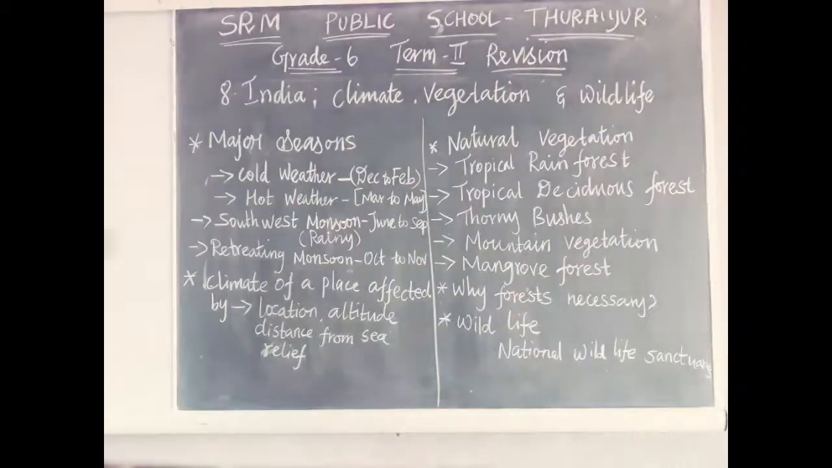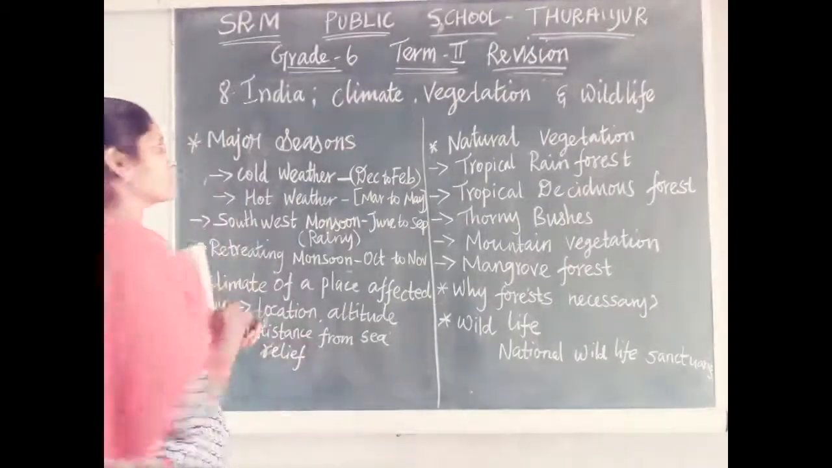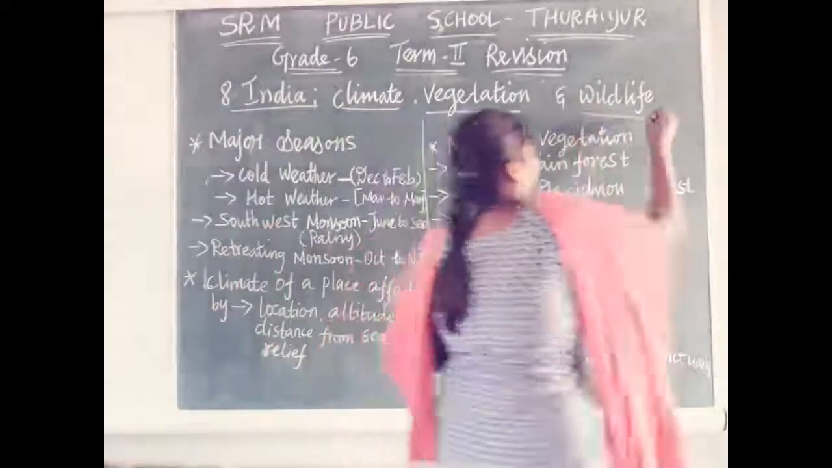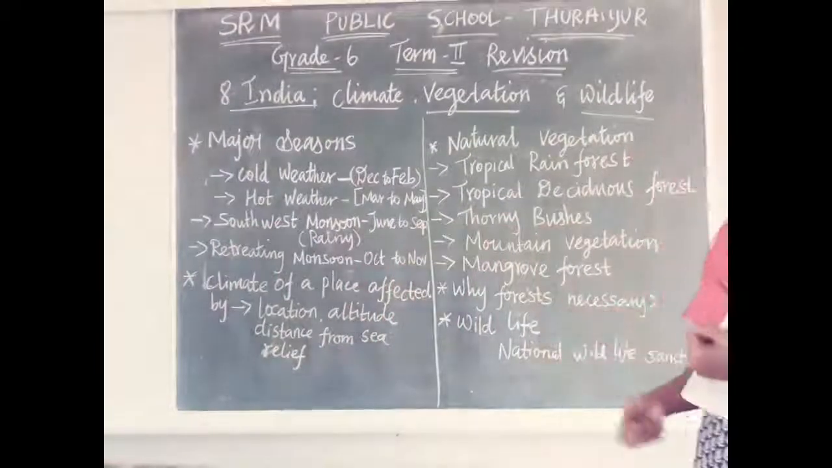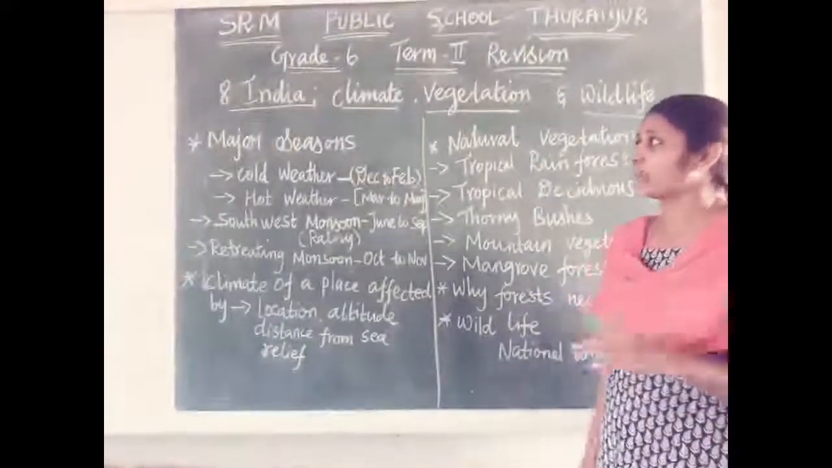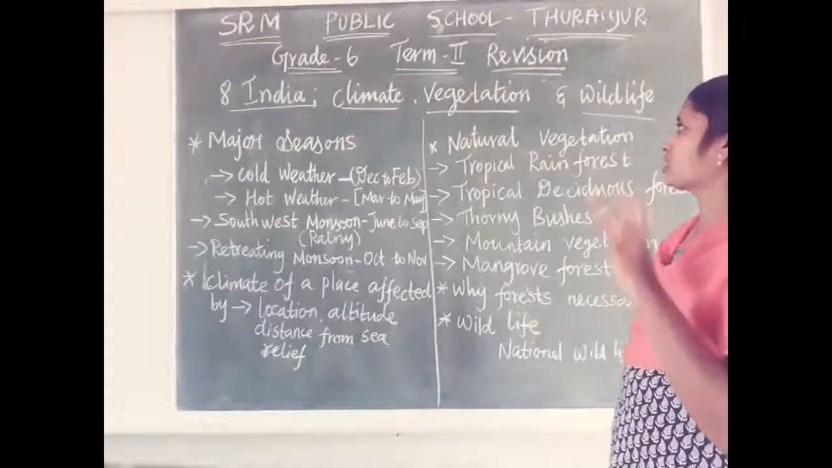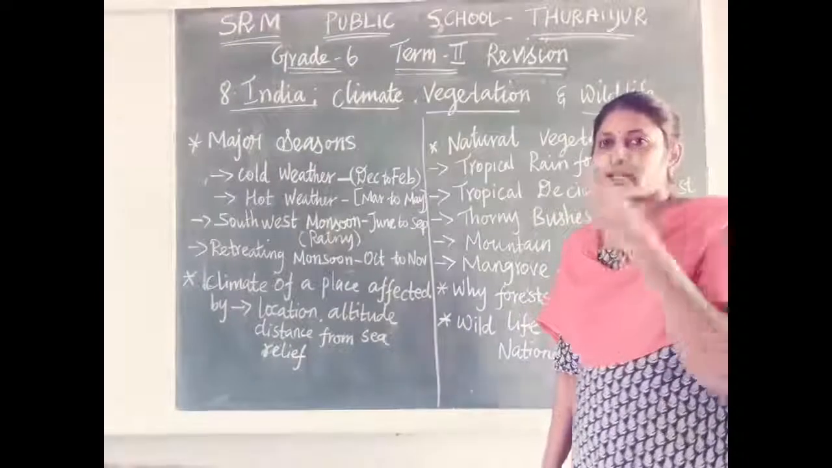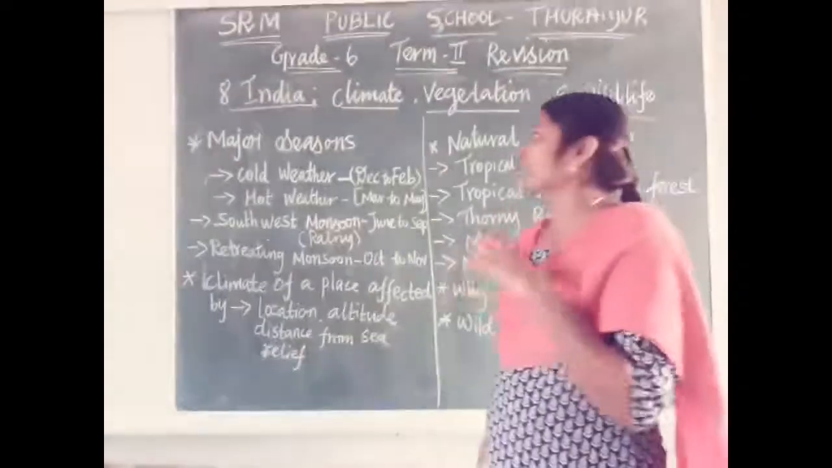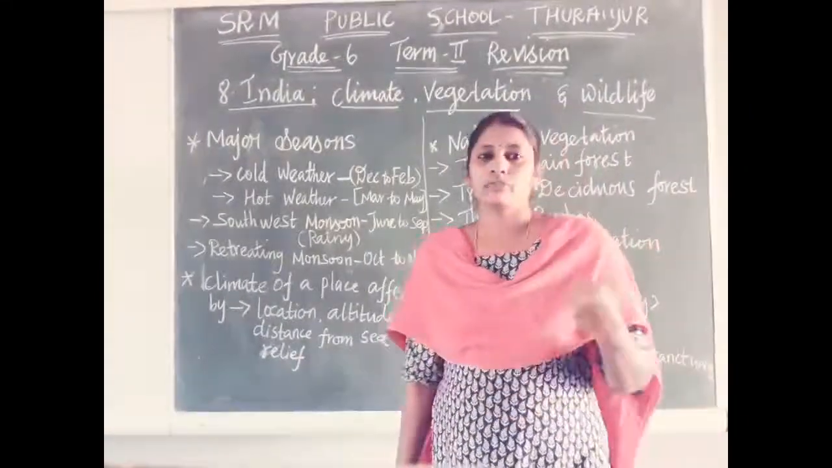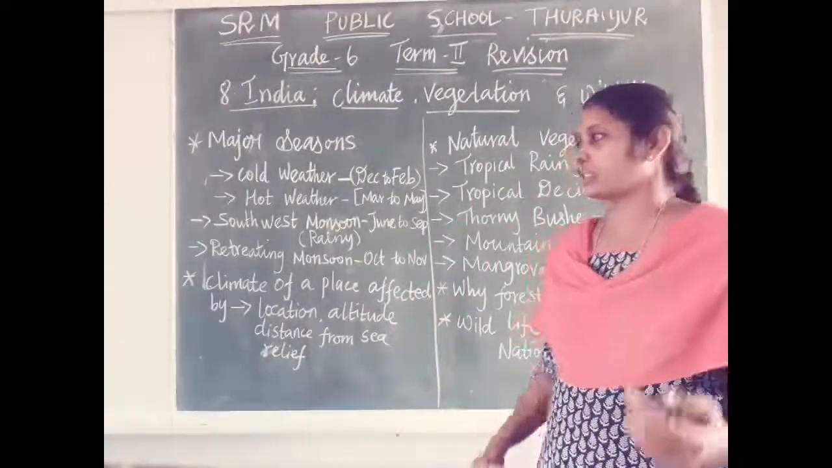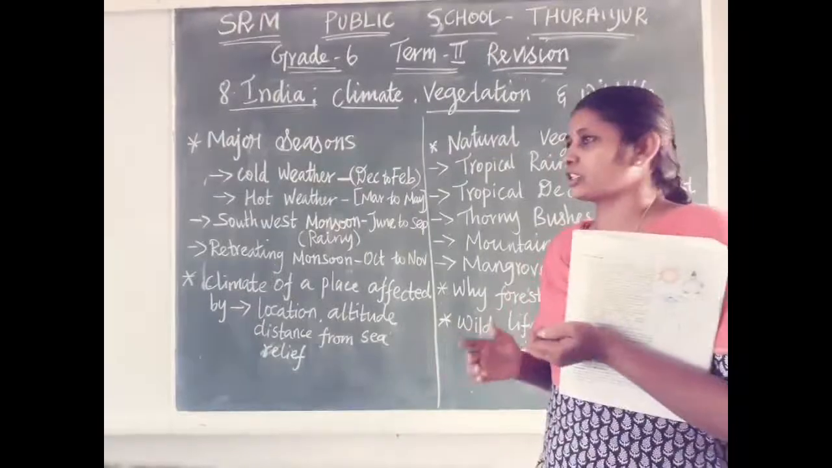In the next lesson we are going to discuss India's climate, vegetation, and wildlife. This is the last lesson of geography. In India, what are the climate conditions, vegetation, and wildlife? In India we recognize four main climate and weather conditions. We follow four major seasons. So what are the weather conditions?